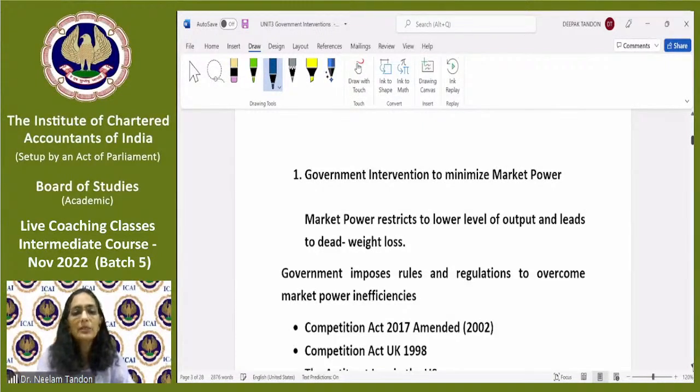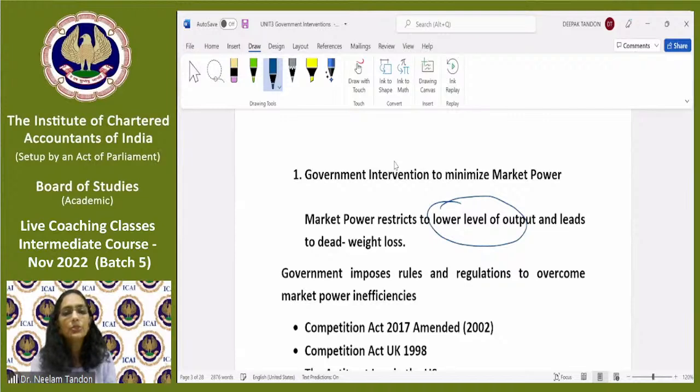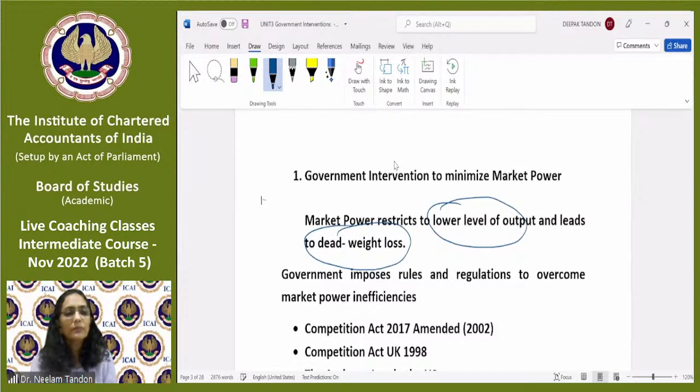Why the government needs to minimize market power, we already know, because market power leads to what? Market power leads to a lower level of output, and it leads to deadweight loss. Deadweight loss, you know, right? What happens in the case of deadweight loss? The marginal social benefit is less than the marginal social cost.